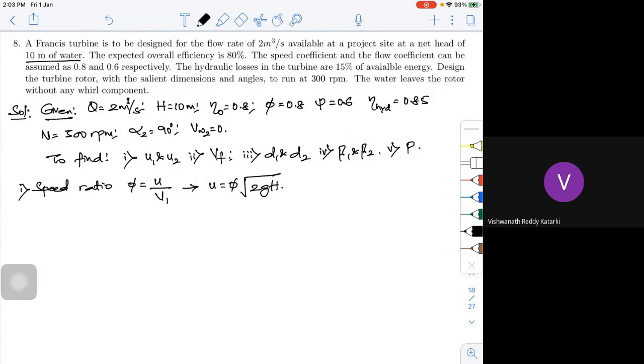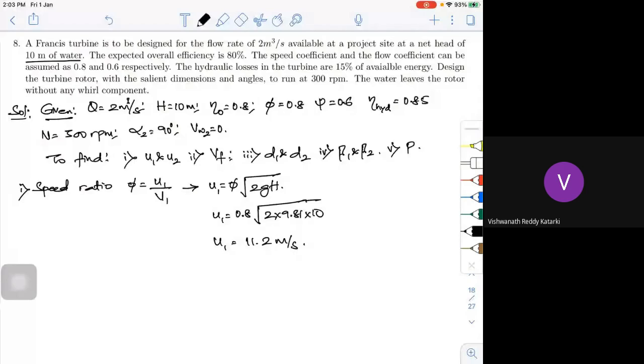This is the formula what we have. But in case of a radial flow machine, this will be U1 instead of an average U. So I know phi is given as 0.8, and I know the value of h is equal to 10 meters. Let's substitute everything. U1 is equal to 0.8 into root of 2 into 9.8 into 10. If I calculate, I am getting my U1 as around 11.2 meters per second. Now, what is your psi?